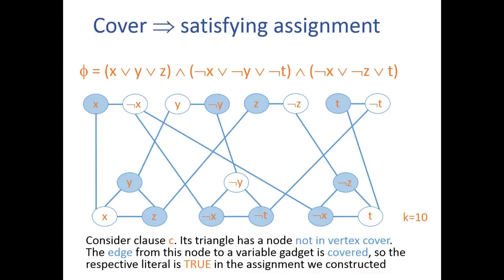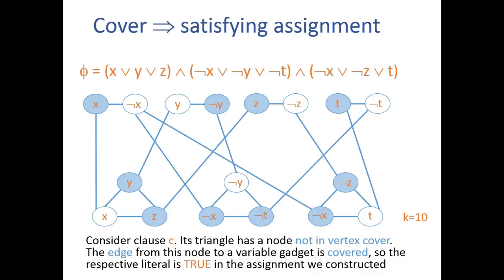Question: what happens if you've got, say, both nodes in a variable gadget covered? I cannot, because I know that my vertex cover is of a specific size. I know that it's a vertex cover and it's of a size that doesn't afford me the option of selecting two nodes here. This is why it had to be of that size. So it's all very cleverly tuned in the original reduction to rule that out. And so that's a good question.